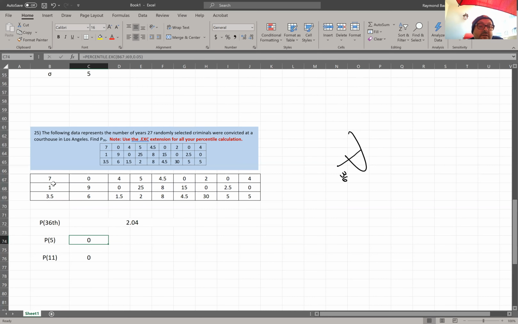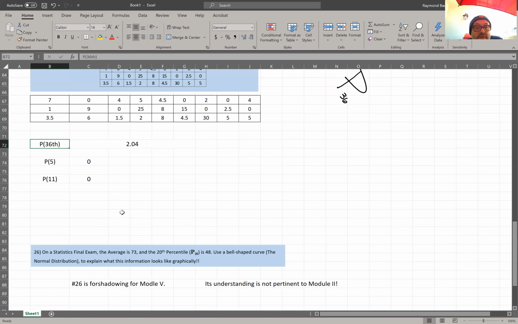So here in this set of numbers, lower percentiles are pretty much 0 because all the numbers below it, like below 5%, are all zeros anyways. That's why it just says 0. So don't panic if you get a 0 for the answer if it's a small percentile. And if you calculate the 36th percentile, you should get a 2.04.